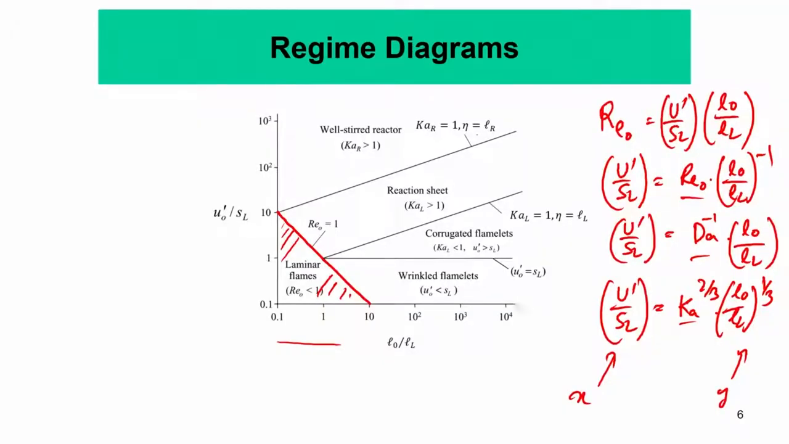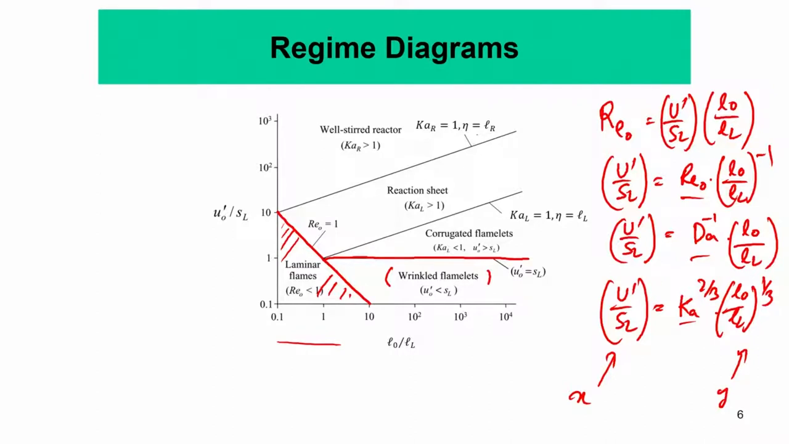So, this side of the flames will only be mildly wrinkled by the turbulence. So, this regime is essentially called the wrinkled flame regime. This U prime by SL equal to 1, which is less than 1, will be called the wrinkled flamelet regime, because the flame speed is smaller than the fluctuating velocities.